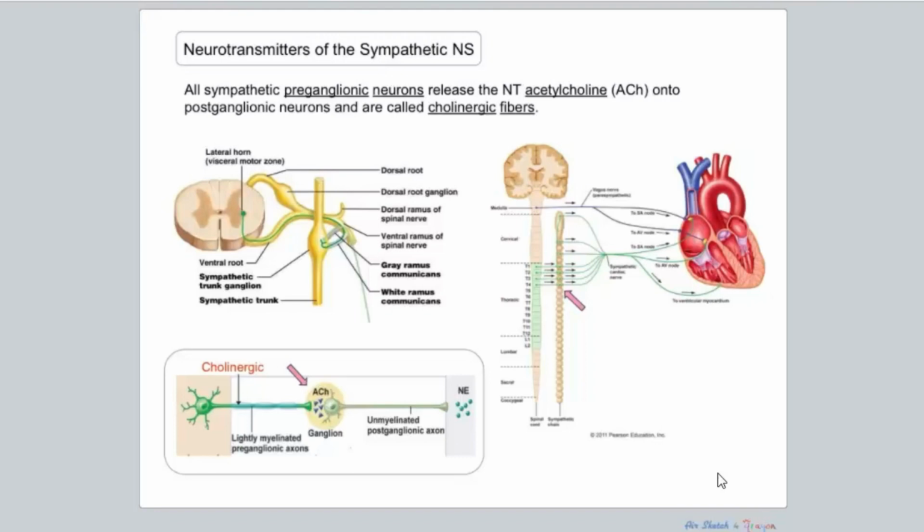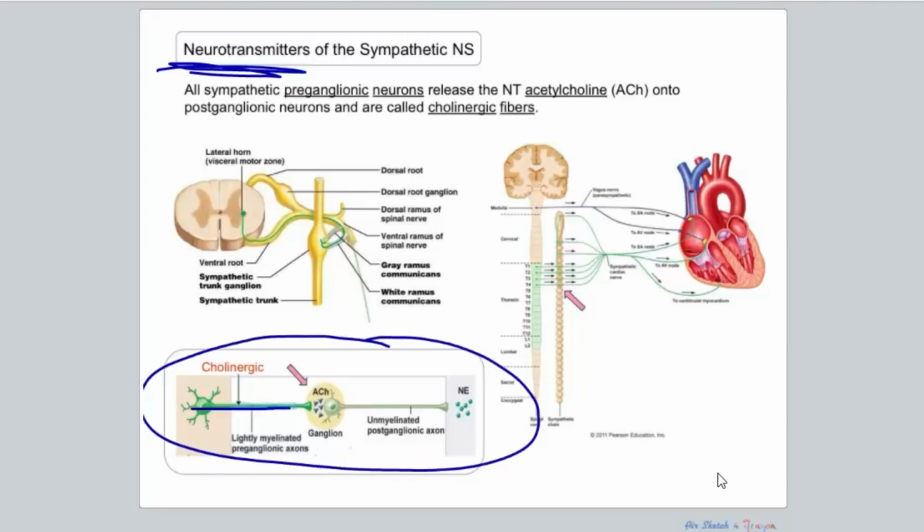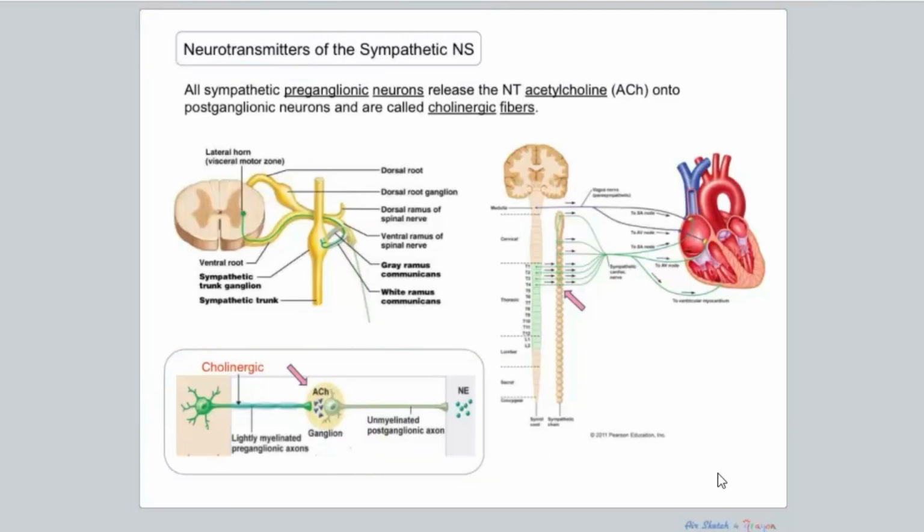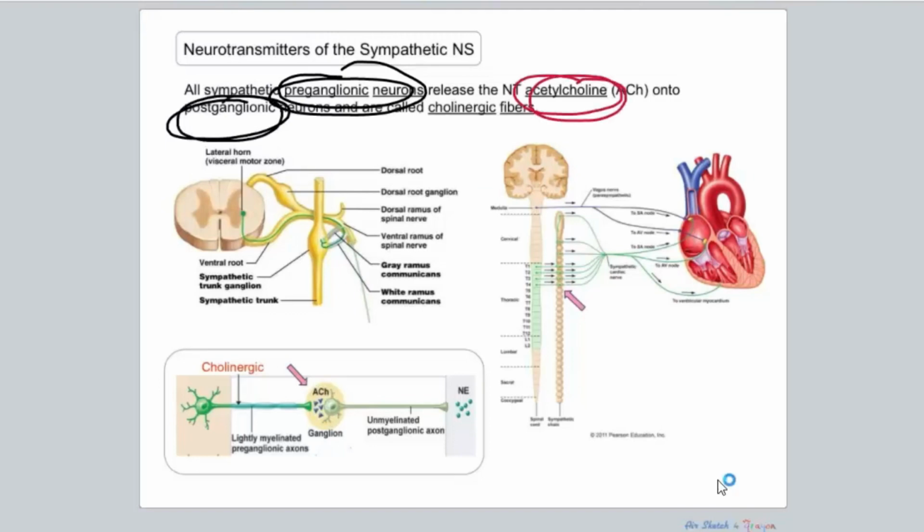Okay, so now let's talk about the neurotransmitters that we find in the sympathetic nervous system. And this is a schematic of that. This is the sympathetic nervous system. This is the preganglionic neuron. Here it synapses in the sympathetic chain, and then this is the postganglionic neuron right here. And the postganglionic neuron is going to release neurotransmitters onto the effector organ. So in the sympathetic system, preganglionic neurons release the neurotransmitter called acetylcholine. So here's a preganglionic neuron releasing acetylcholine onto the postganglionic neuron.